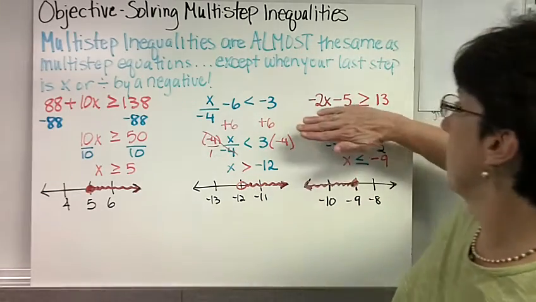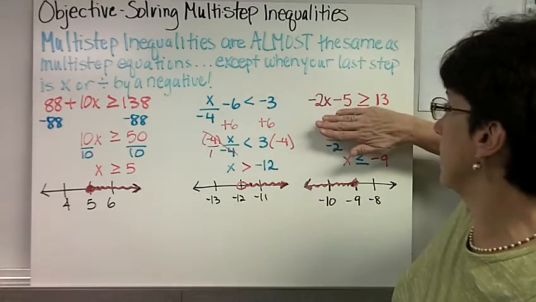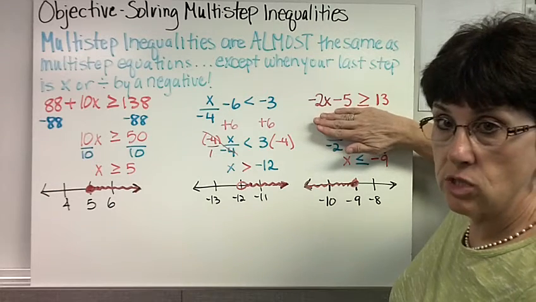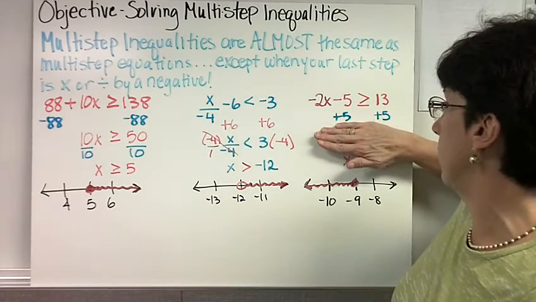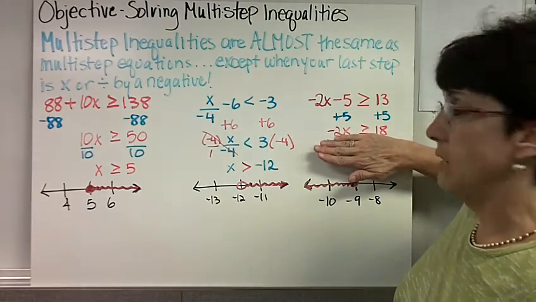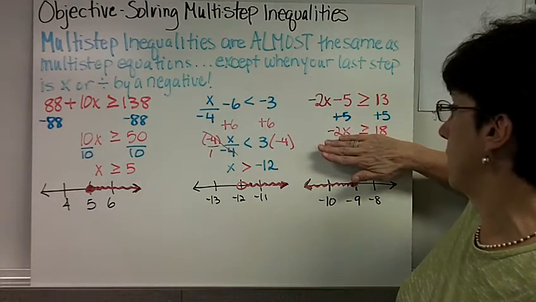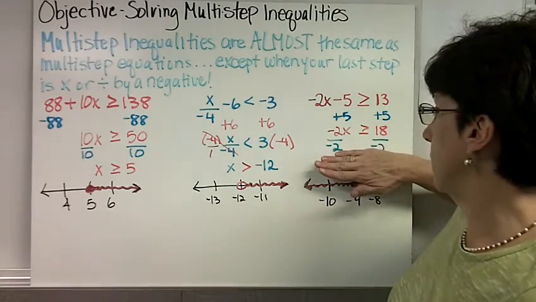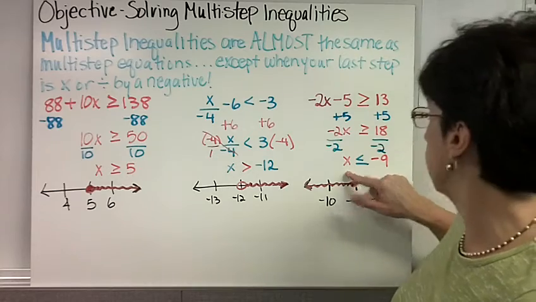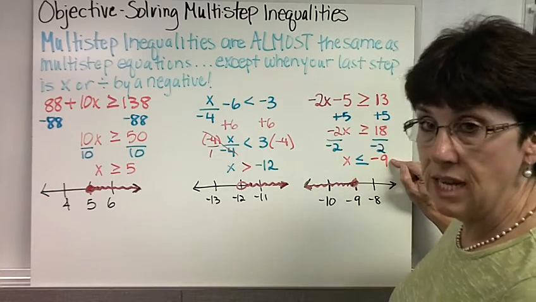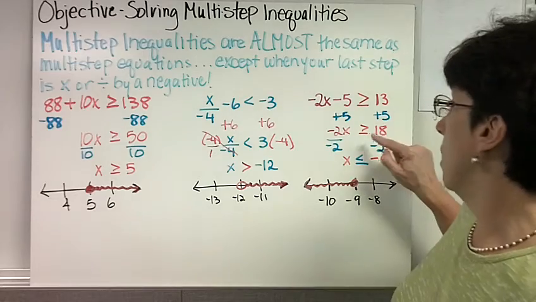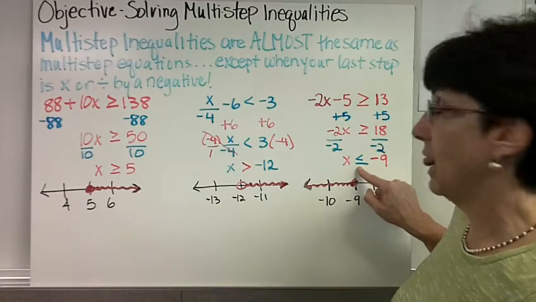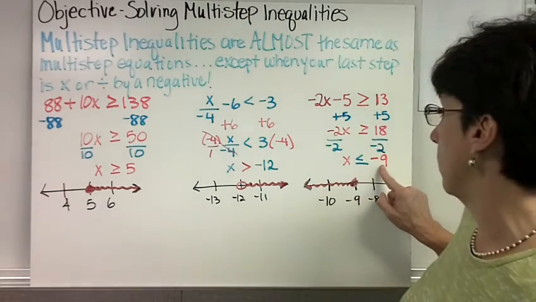Let's do one more of these. -2x minus 5 is greater than or equal to 13. All right, my first inverse operation will be to add 5 to both sides of the inequality, which leaves me with -2x is greater than or equal to 18. Doing the inverse, I divide both sides by -2, which leaves me with x on the left. 18 divided by -2 is -9 on the right. But since I divided by a negative, I have to change the direction of my inequality so that it's x is less than or equal to -9.